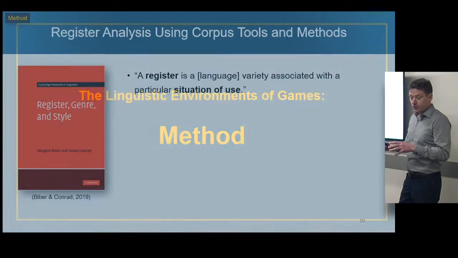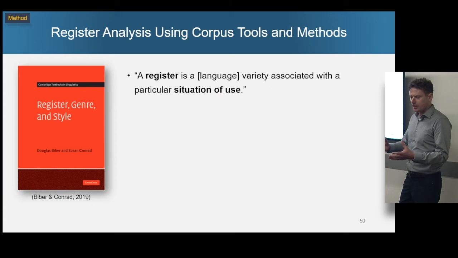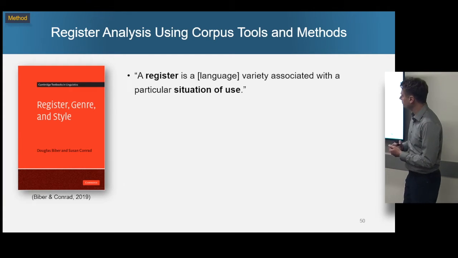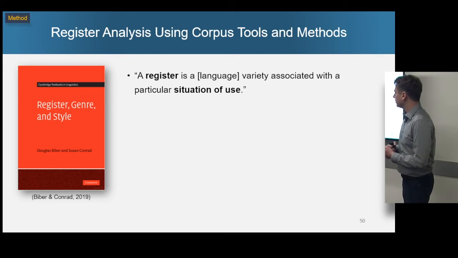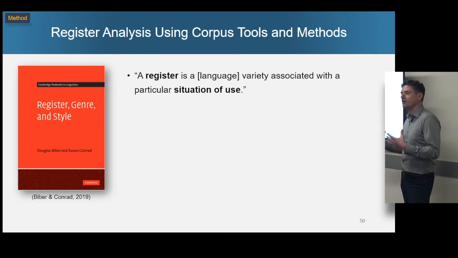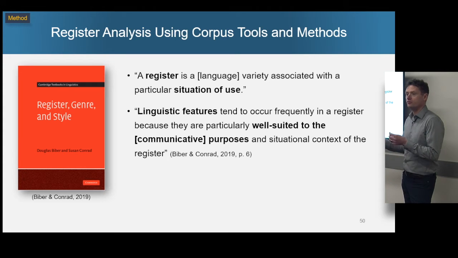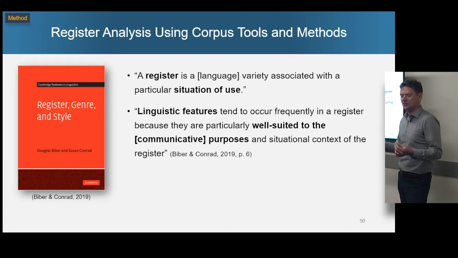So what I do in this study is, you may have heard of the register analysis approach, which we use at NAU quite often, from Biber and Conrad 2019. They describe a register simply as a situation of language use. Linguistic features tend to occur frequently in one register over another because they're particularly well-suited for the communicative purpose of that particular situation.